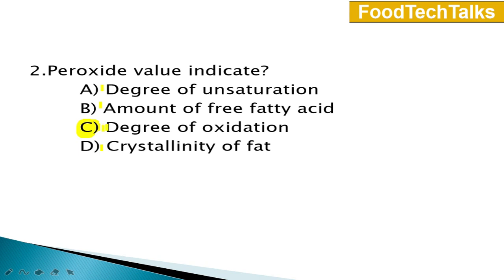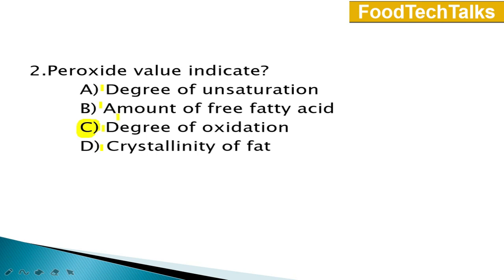And degree of unsaturation we will check by iodine value. Means grams of iodine absorbed per 100 grams of oil. That is what is called iodine value, degree of unsaturation. And amount of free fatty acid can be measured by using acid value. How much free fatty acid is there, that we can neutralize by KOH. Means milligrams of KOH required to neutralize fatty acid present in 1 gram of oil. That is what is called acid value.